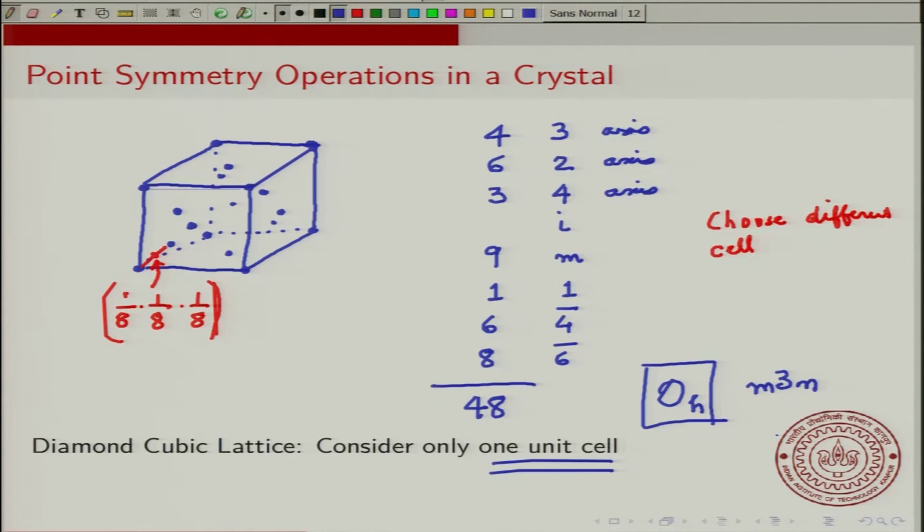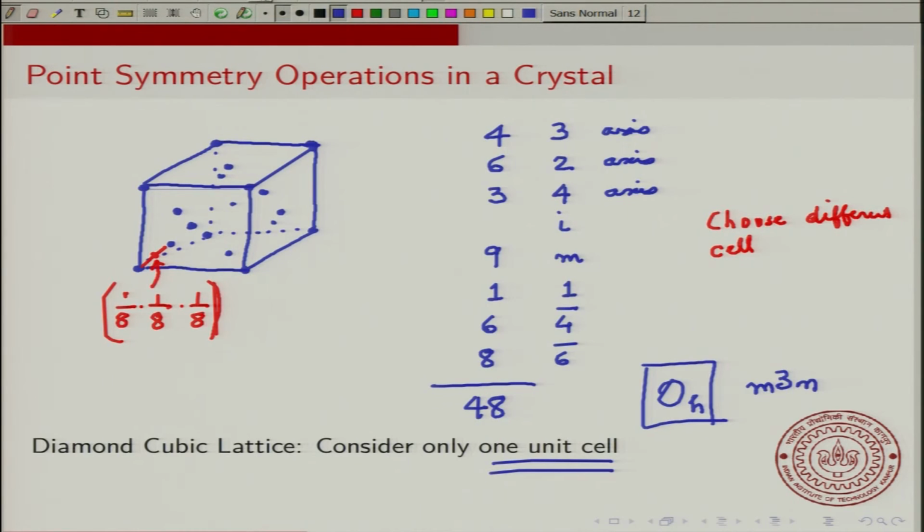Okay. So, again, this is something that you should work out. You should not take these as given to you. These are slightly involved to work out, but you can show that if you choose one unit cell, if you center your unit cell appropriately, then you will see all these symmetries of a diamond cubic lattice.